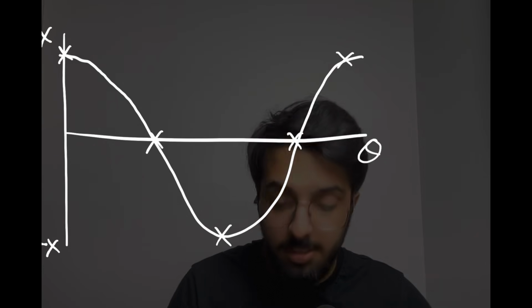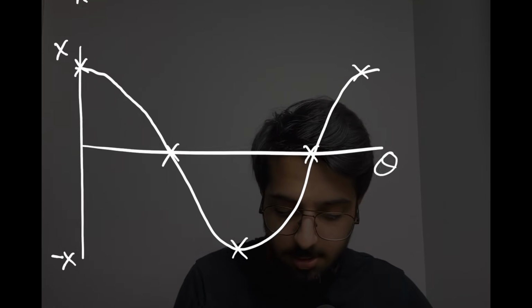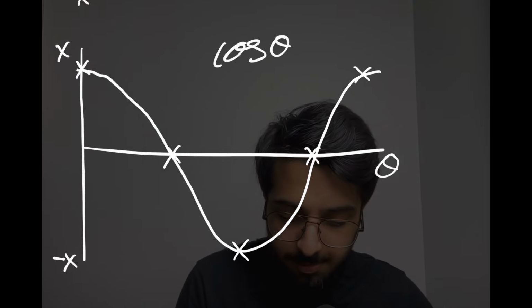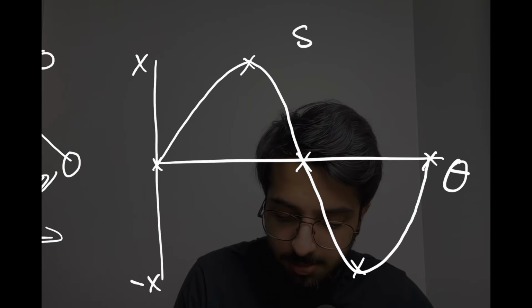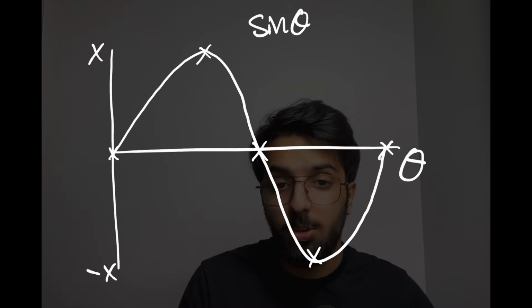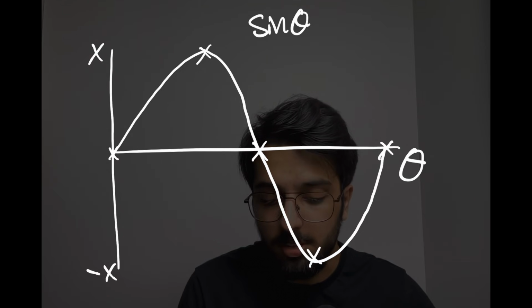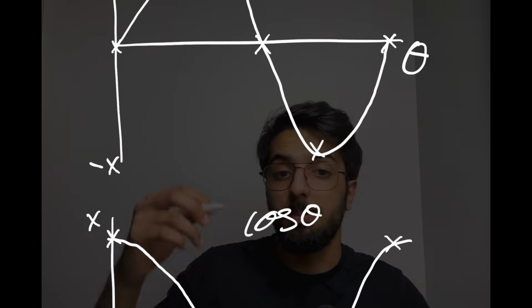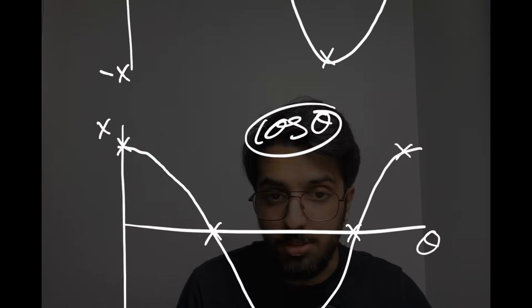And as you can see, this follows the path of a cos function, right? So this is cos theta, and this is sine theta. So keep that in mind. If we're starting from the mean, when we're talking about displacement, we use the sine function, and when we start from the max displacement, we use the cos function.